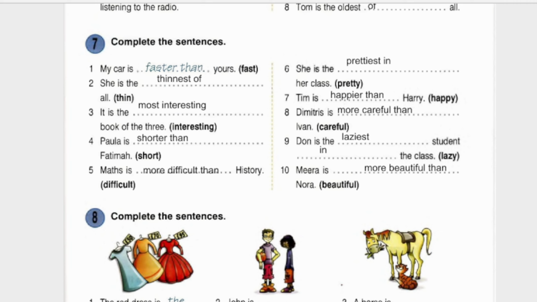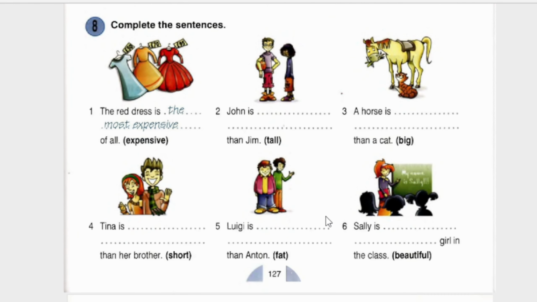Tim is happier than Harry. Dimitris is more careful than Ivan. Nedon is the laziest student in the class. Mira is more beautiful than Nora. Okay, the next one. Complete the sentences again.